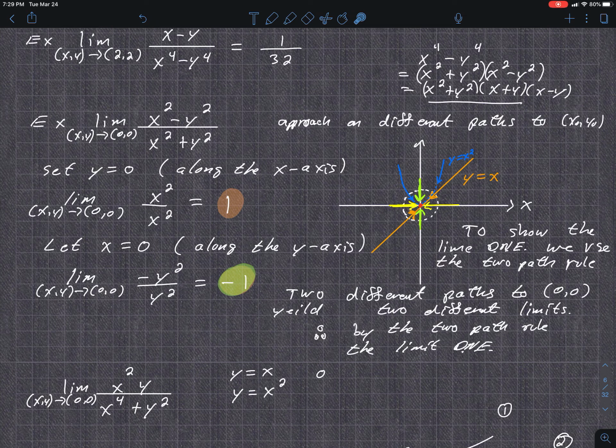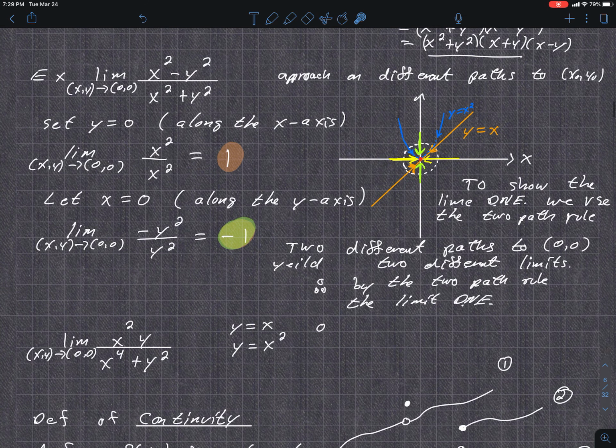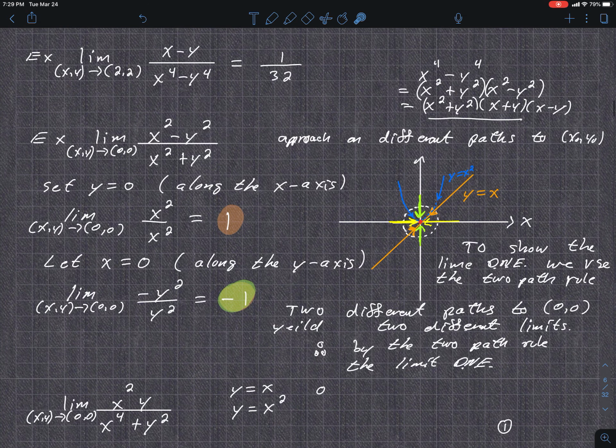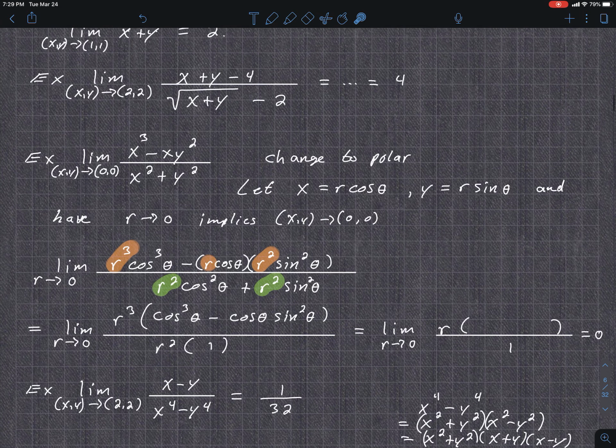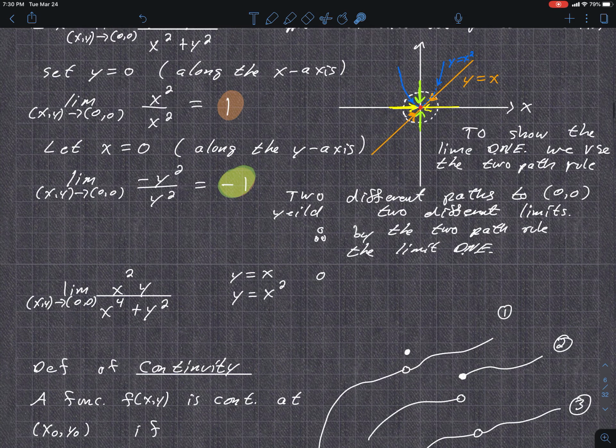Okay, so we did a couple of those later, I believe, maybe on the board. So expect both of those. Expect one that's factoring and/or one that's rationalizing, and/or one or two using the two-path rule. And don't forget to conclude properly here: by the two-path rule, the limit doesn't exist. You're showing two different limits for two different paths, and then conclude properly like that.